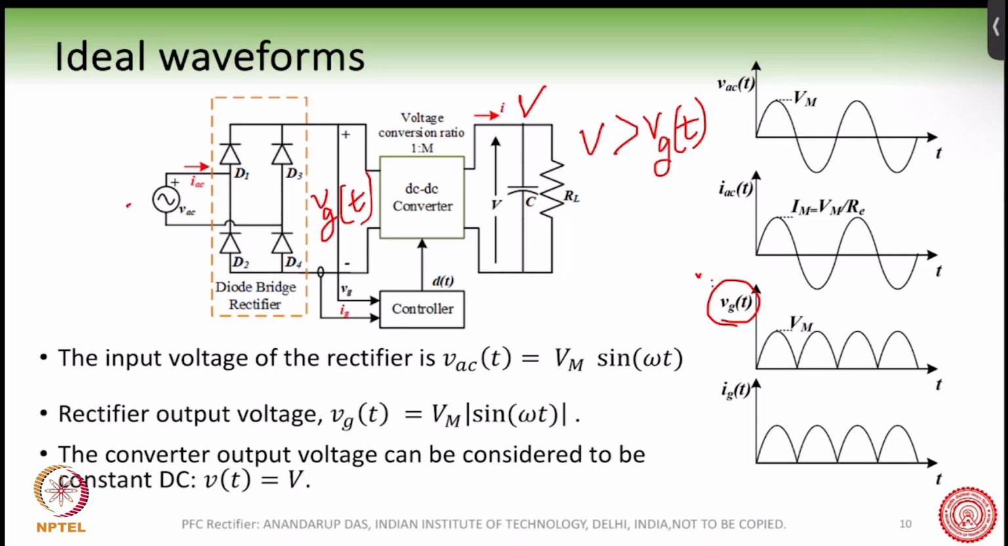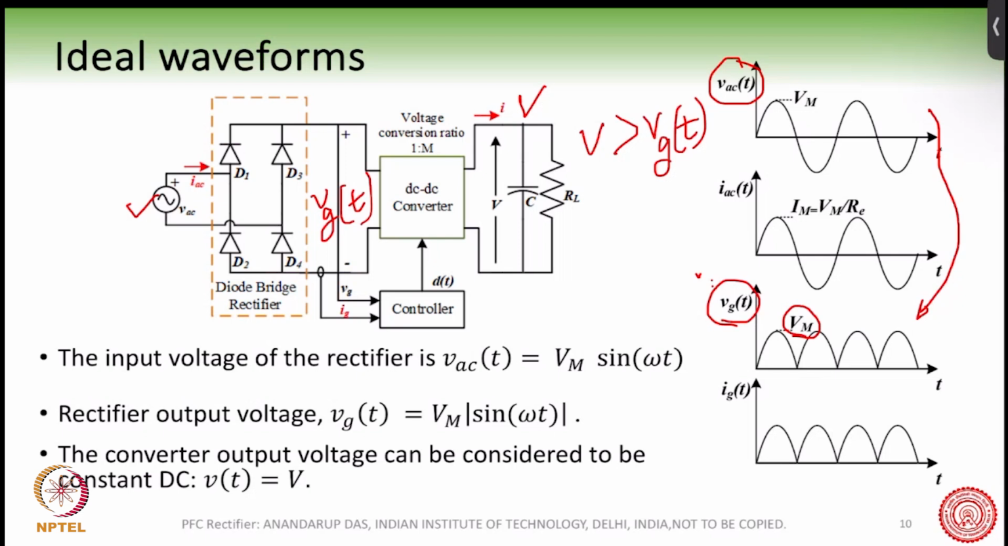Because here is the AC voltage. So you can see here, this is the AC voltage VAC, and then I have rectified it. After rectification, I get this voltage VGT, with a peak magnitude of VM. So we can represent it like VM sine omega t.